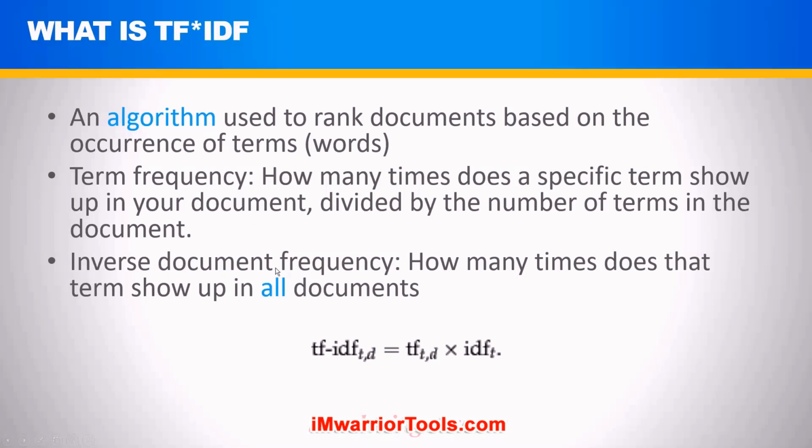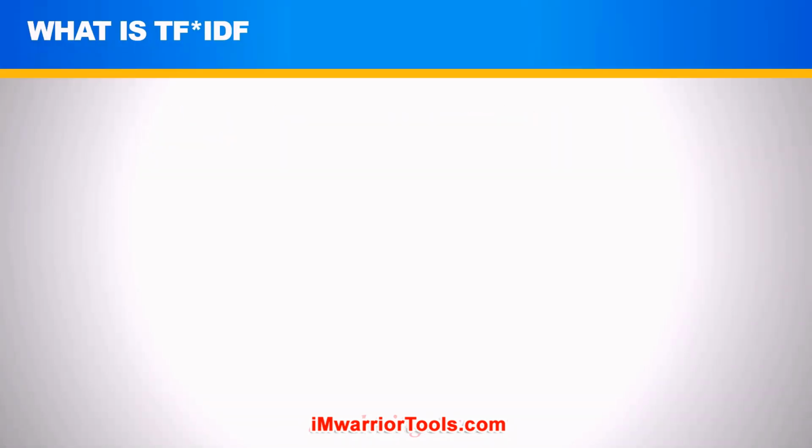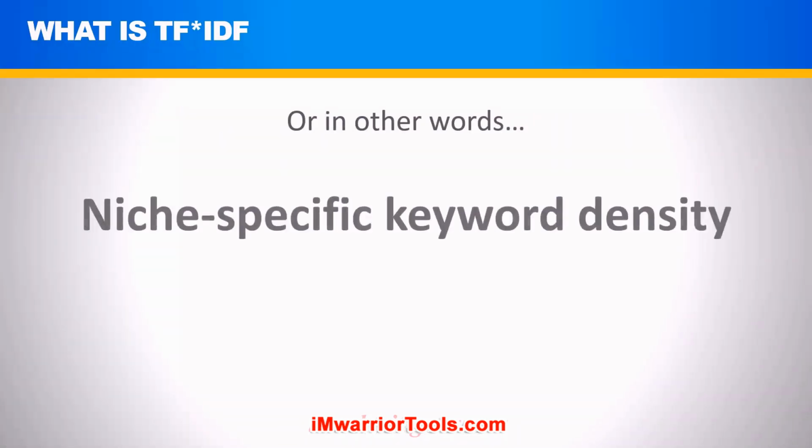And then since inverse document frequency, this is a rare word in the world as compared to words like the and of, they won't be brought down as much. So this becomes more important of a factor. Okay, so that sounds like a whole bunch of confusing, and guess what? You don't really need to know any of this at all. In other words, the way you really want to think about this is TF-IDF is basically niche specific keyword density.